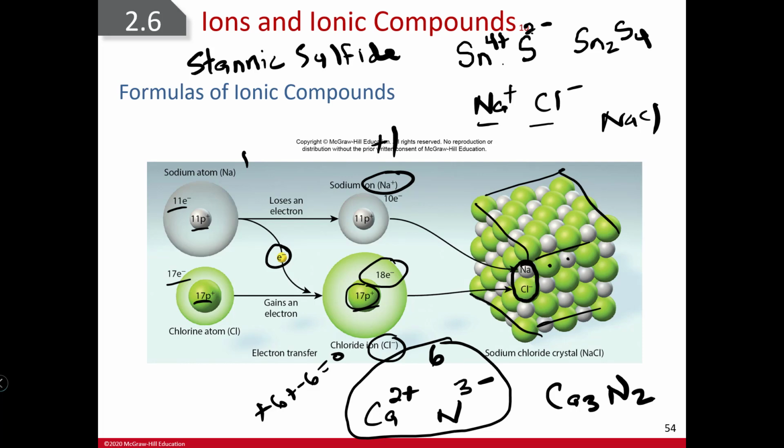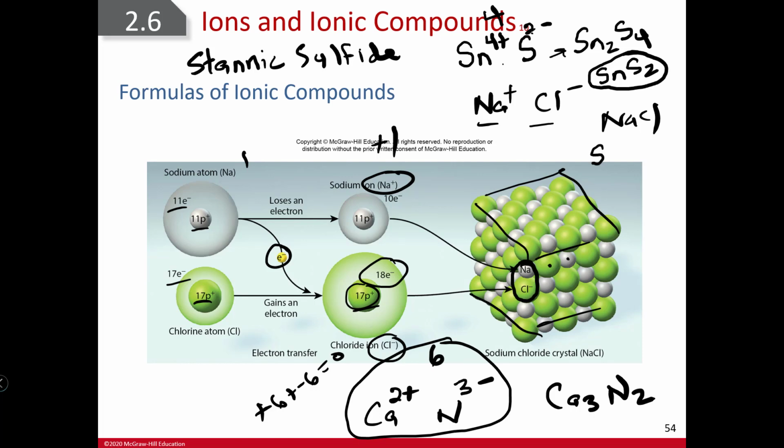What I want you to do is look at both 4 and 2 and what do both of these numbers go into, and you'd say, oh yeah, they both go into the number 4. So therefore, I need only 1 tin and I need 2 sulfurs, and that is the correct formula for stannic sulfide. This is not correct. Now, there is one step you can do to make this one correct, and if you know this, this is really important.